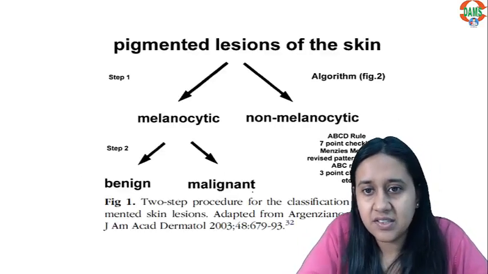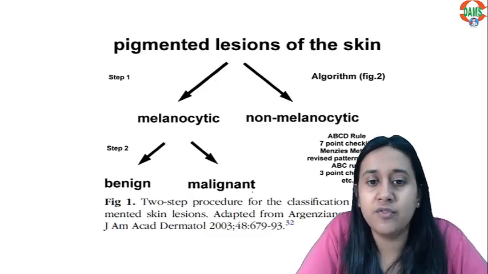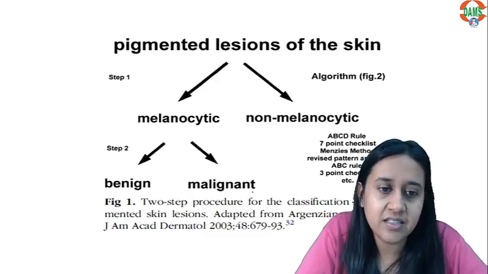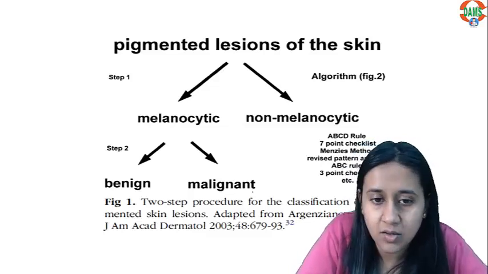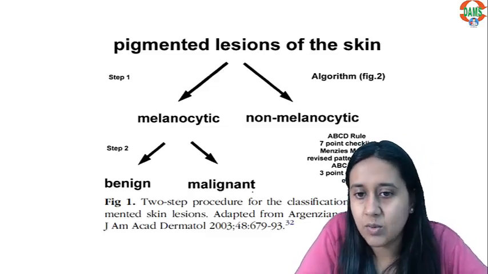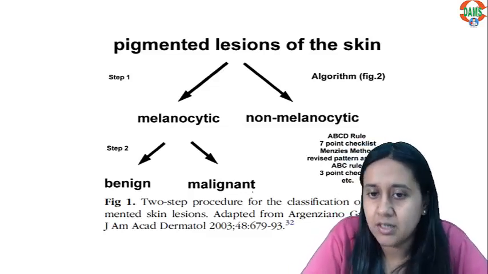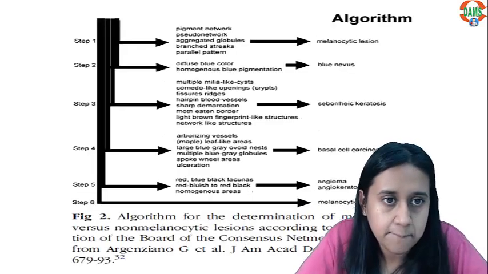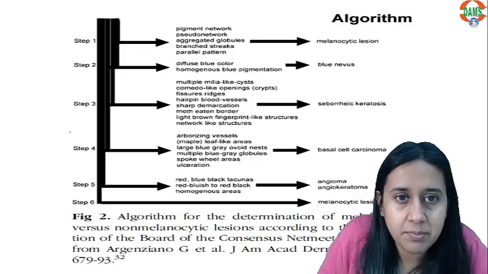So as we have discussed, the algorithm is, first of all, we have to check whether it is melanocytic or non-melanocytic. And the second is we have to look for whether it is benign or malignant. Okay. And what are the different algorithms, like ABCD rule, 7-point check, Menzies method, revised pattern analysis, 3-point check, etc. Now what is step number 1?